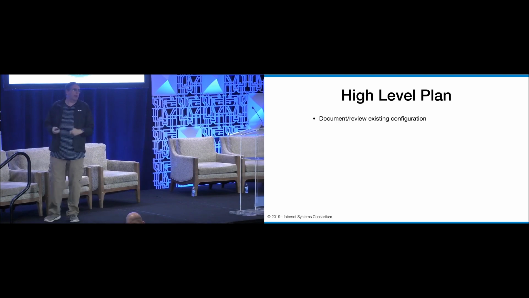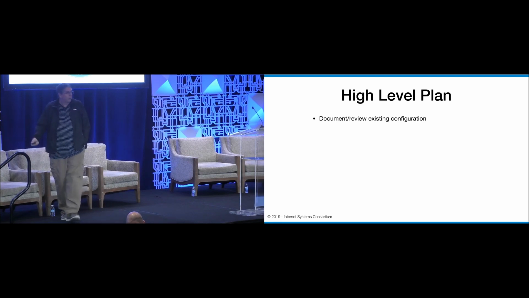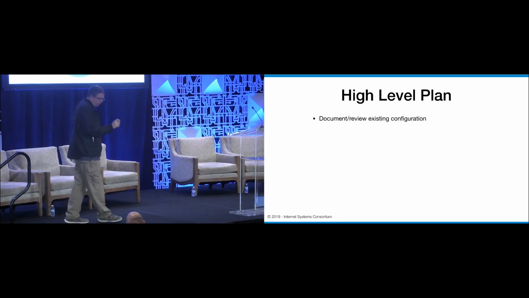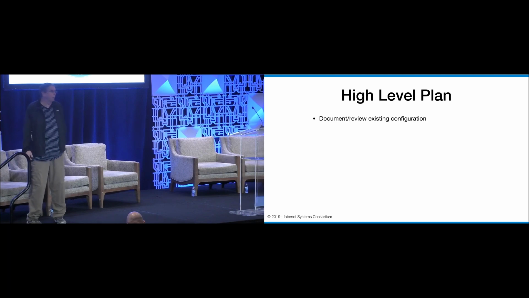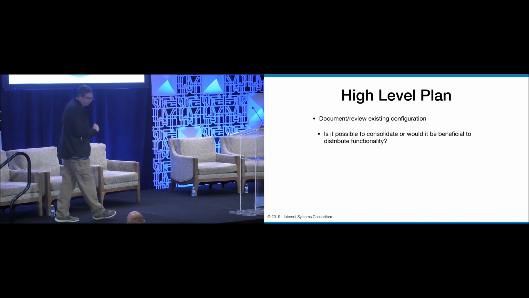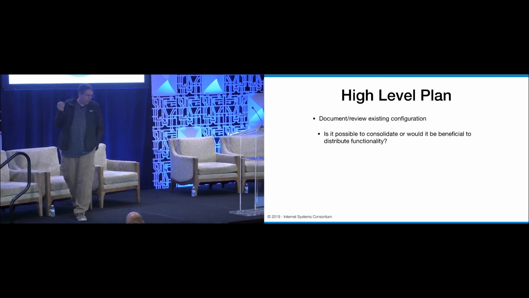So, how do you go about doing a migration? Well, you document and review the existing configuration. Hopefully, it's already documented. Hopefully, it's easy to figure out what the existing configuration does. But I'm going to guess that it probably isn't really that easy. Something to think about here is: is it possible to consolidate, or would it be beneficial to distribute the functionality?